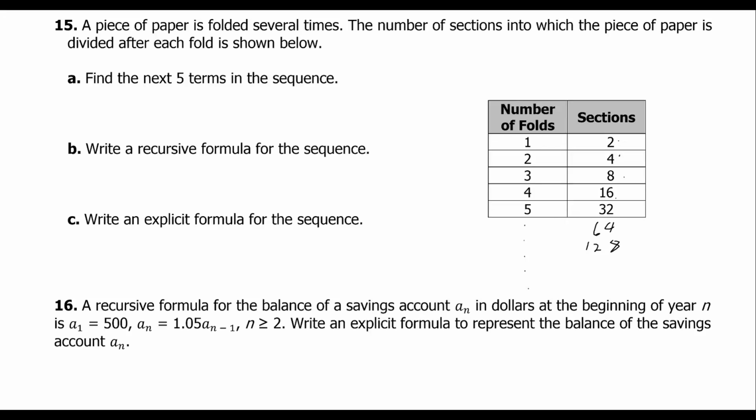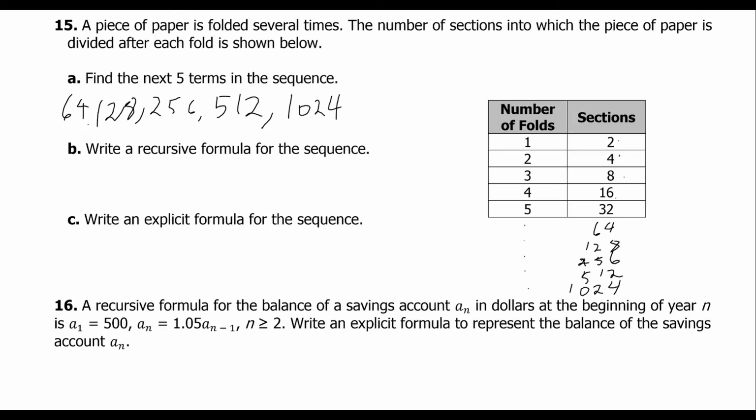And those of you that are good at data and all that stuff and computers, you'll recognize that these start being numbers that are bit sizes and stuff like that, and byte sizes. 512 and then 1024. Alright, so that part's taken care of. We got 64, 128, 256, 512, and 1024. Alright, so write a recursive formula for the sequence.